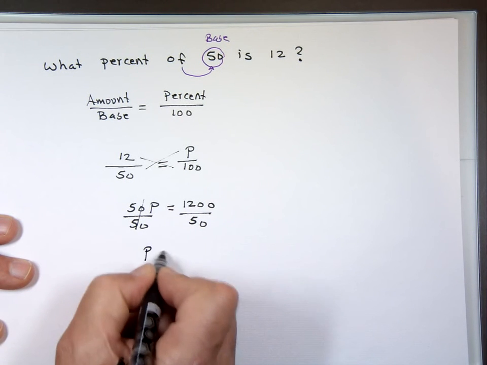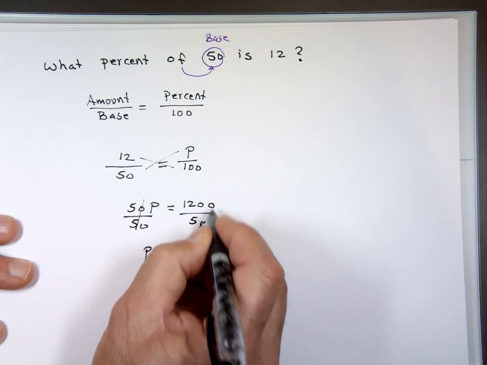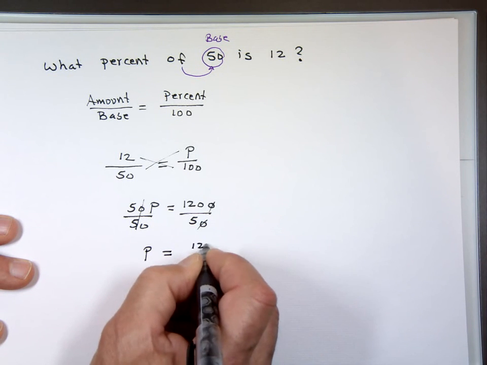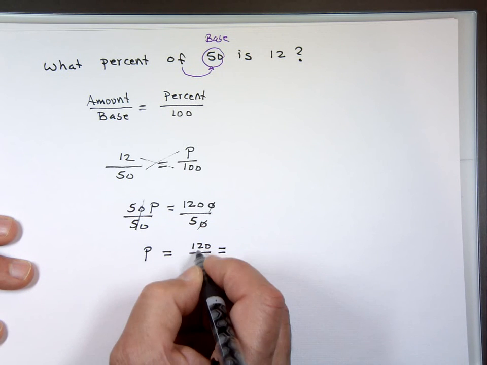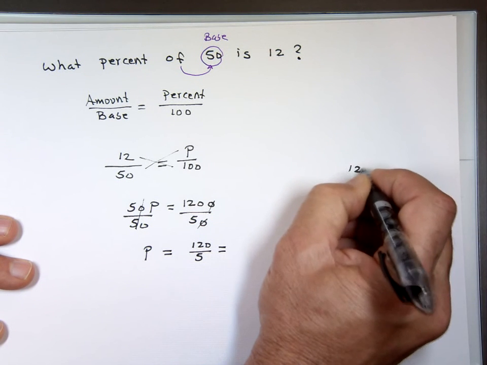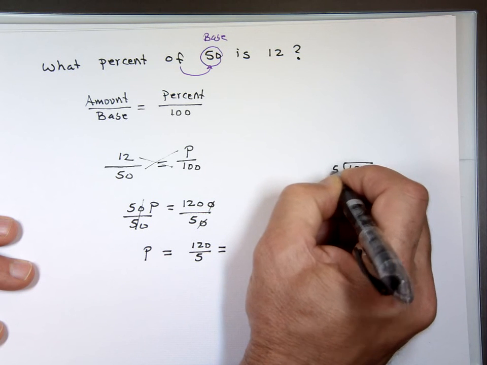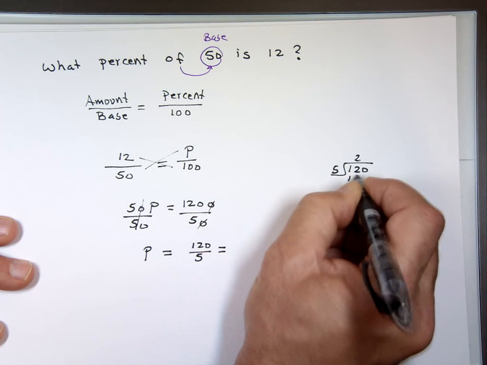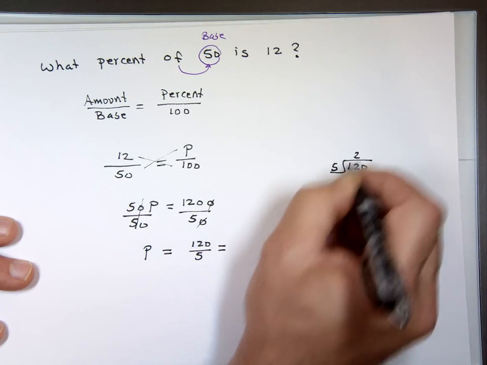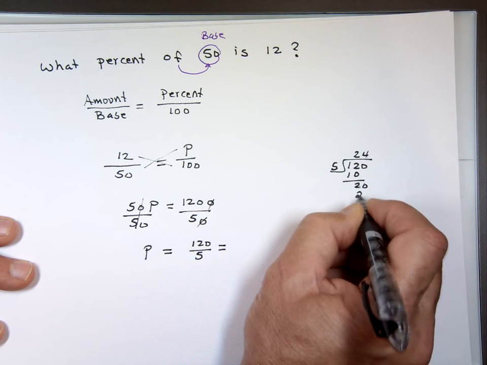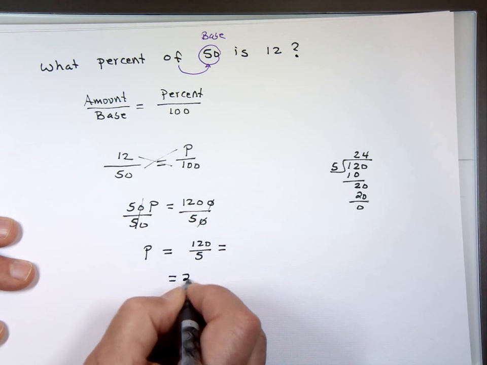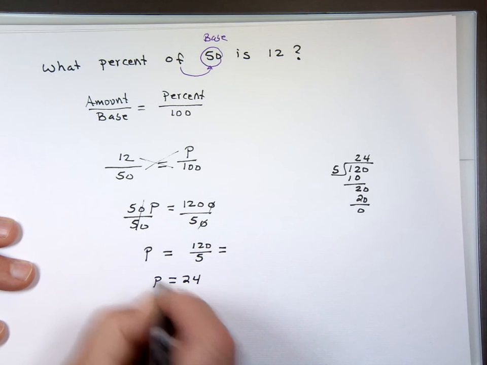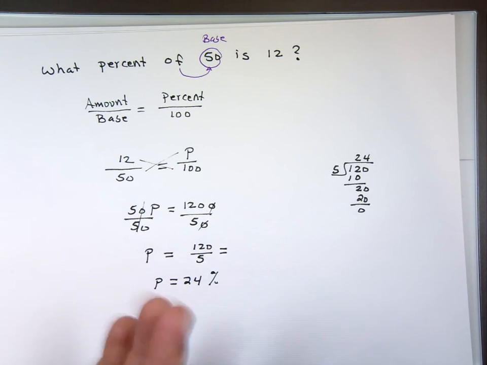I can cancel these, so you have 120 over 5. And if you go to this side and divide them, 2 times 5 is 10, the remainder is 2, 20 by 5 is 4, 4 times 5 is 20. So the answer is what? 24%. Notice I don't have to move the decimal point, it's all taken care of.